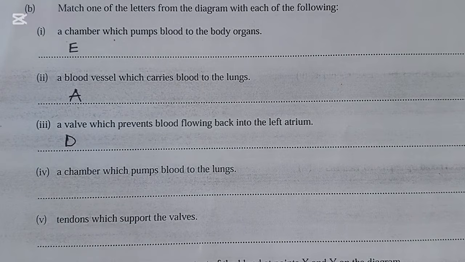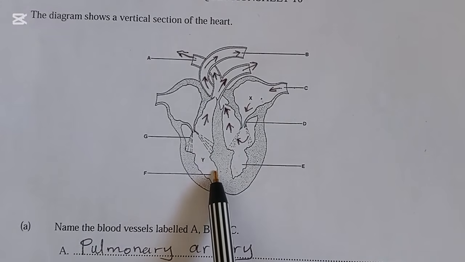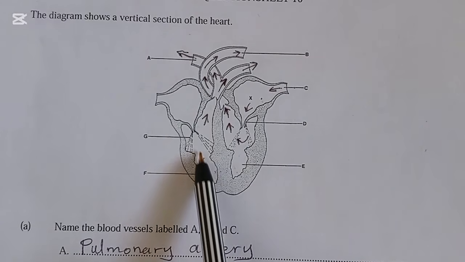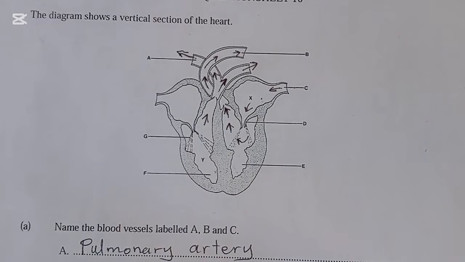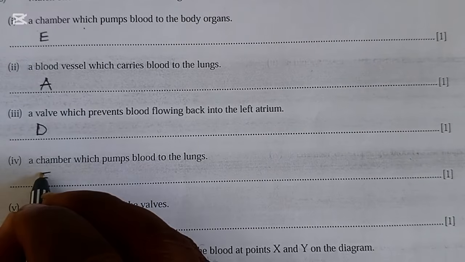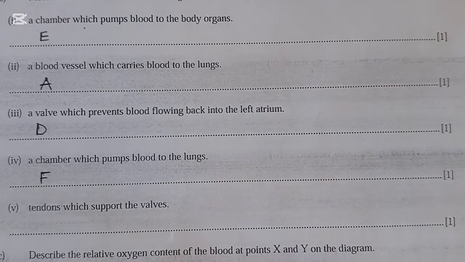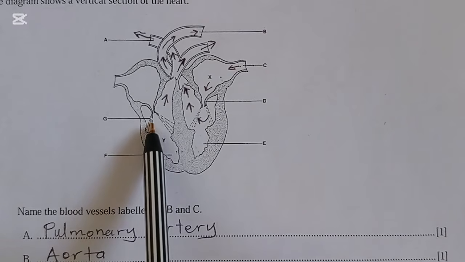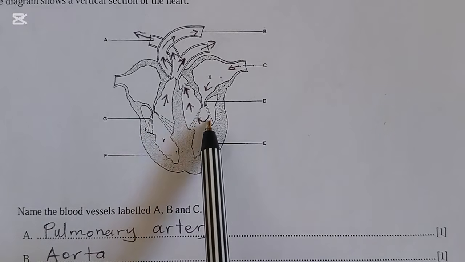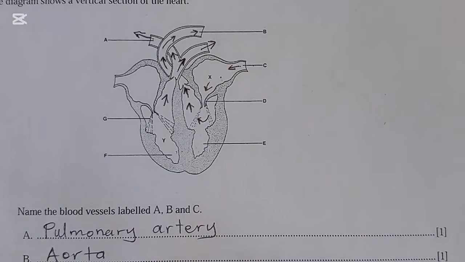4. A chamber which pumps blood to the lungs. So the right ventricle is the one which pumps deoxygenated blood to the lungs. So the answer is F. Part 5. Tendons which support the valves. So G, these are tendons which support these valves. So G is the tendons.